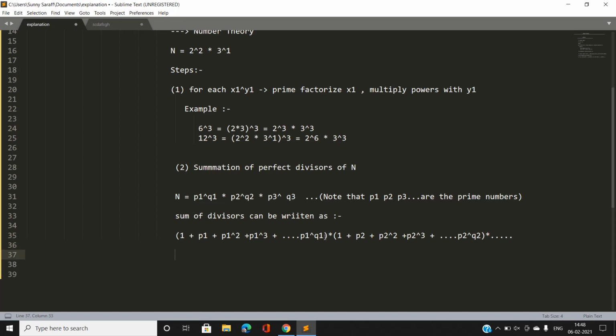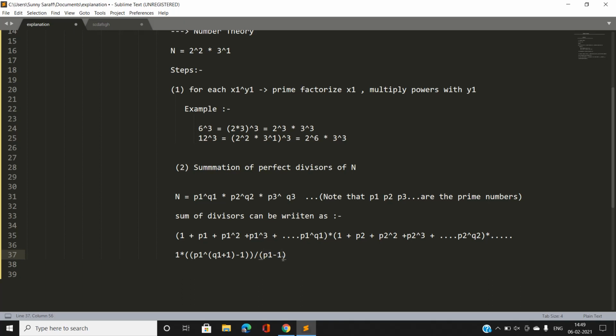Note that this sum is actually a geometric progression, so I can write this sum as, from your previous standards you have also studied, we can write this as first term into our common ratio, that is, you can see p1 power, what is the total number of terms here, that is q1 plus 1, minus 1, and this whole is going to be divided by our common ratio minus 1.